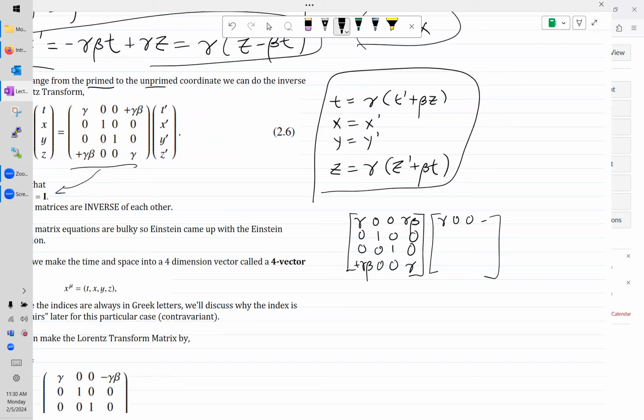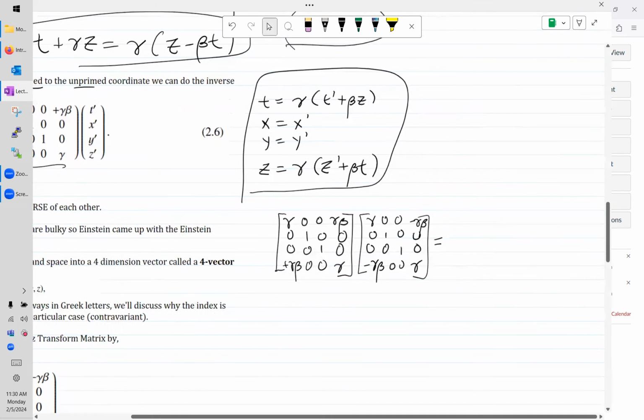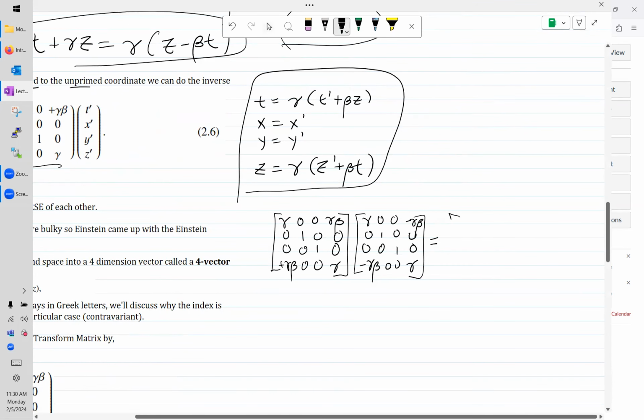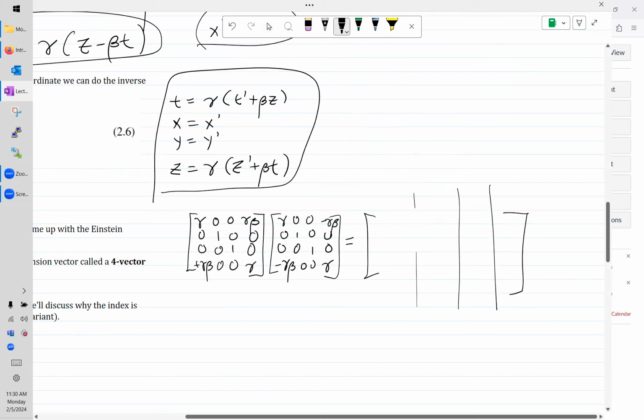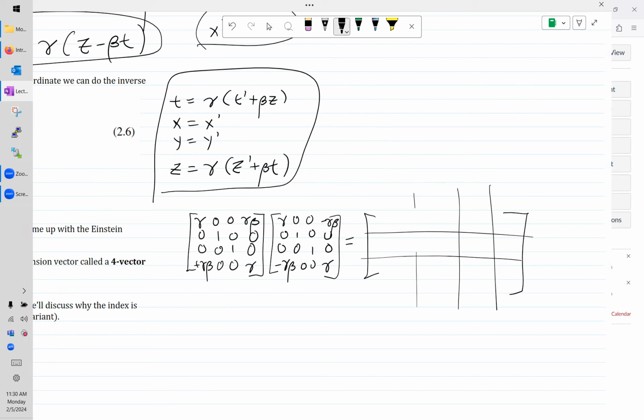If you want to multiply two matrices together, 1, 0, 0, you line them up like this: gamma, beta, 0, 0, gamma. You do something very similar to what you did in the matrix to vector multiplication. I'm drawing these lines, you don't have to draw them, just so it can demarcate each of the elements.